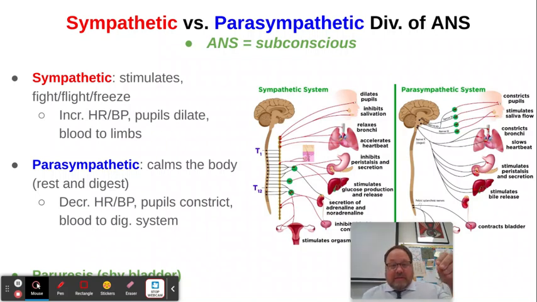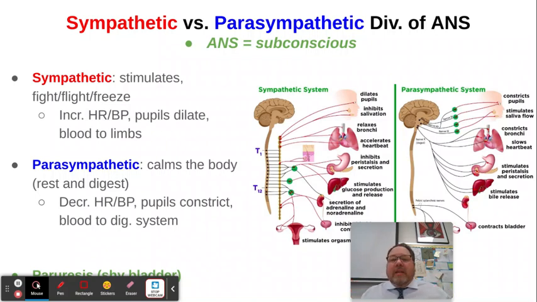Think sympathetic stimulates. It revs your body up for the fight or flight or freeze response. So it gets you ready to like try and help yourself survive. So that can increase your heart rate, increase your blood pressure, divert blood from your guts to your extremities so you can power your arms and legs. It'll widen your pupils. It'll release sugar into your bloodstream. Again, it gets you pumped up, ready to try and do what you have to do to survive.